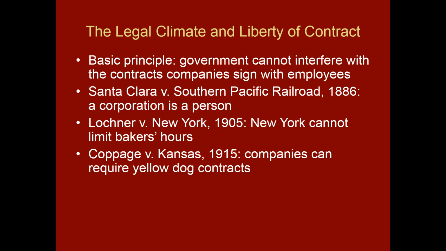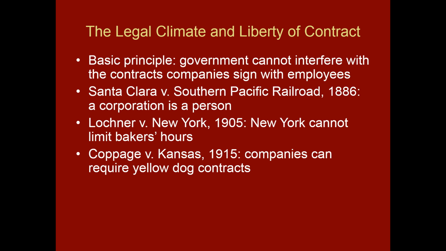In another case in the same vein, called Coppage v. Kansas, 1915, the court ruled that companies can require what were called yellow dog contracts. A yellow dog contract allowed companies to prohibit union membership. You would have to sign a contract, right at the time of your hiring, that guaranteed you would not join a union. And if you were found to have joined a union, you would immediately be fired under the terms of the contract. And again, the court said, well, this is just liberty of contract.